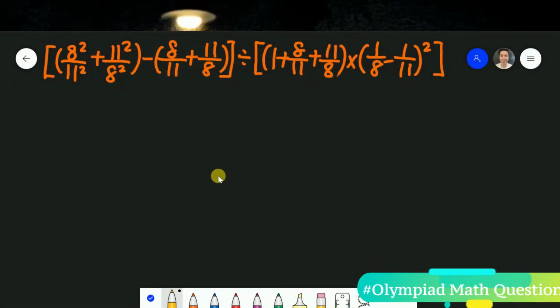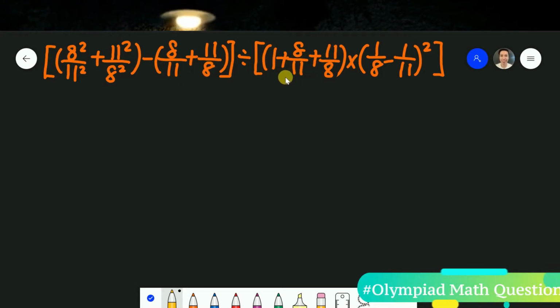I believe most students, when they get this kind of question, will perform it this way. They will first calculate the value of 8 squared over 11 squared, which is 64 over 121, plus 121 over 64, and then minus this part. They will combine it into a single fraction, and then solve it accordingly.